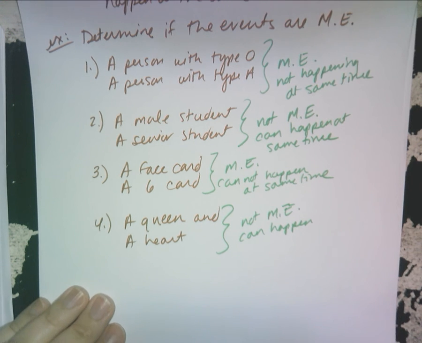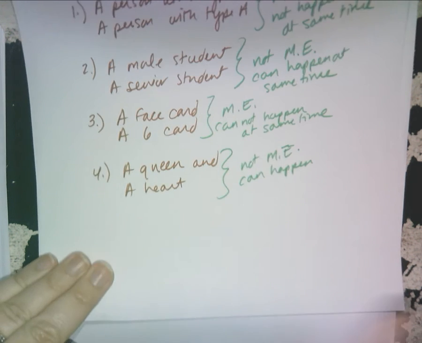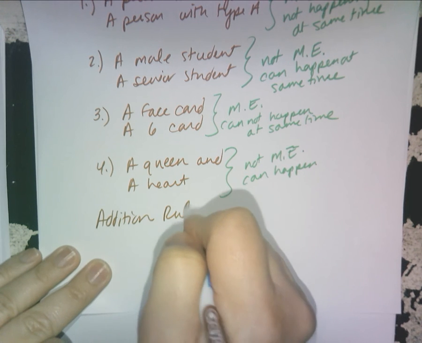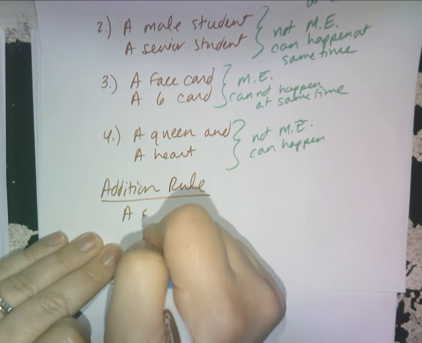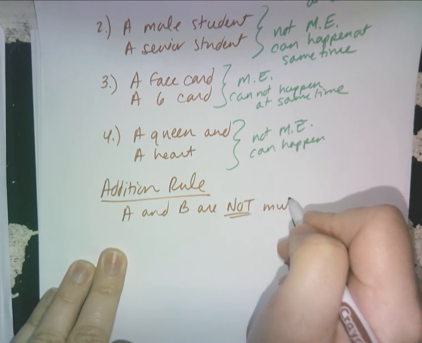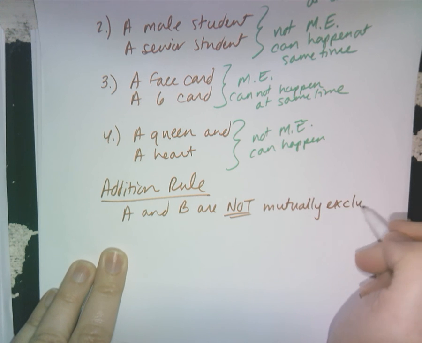All right. Now, what does this do for us? Well, we are now going to be introduced to a new rule. It's called an addition rule. And I actually use it for everything. I use it all the time, whether you're ME or even if you're not ME. It makes more sense if I just use it for finding the probabilities of two events. It says that A and B are not mutually exclusive, but I still use it if they are.